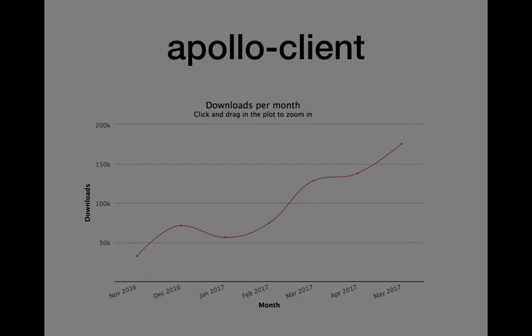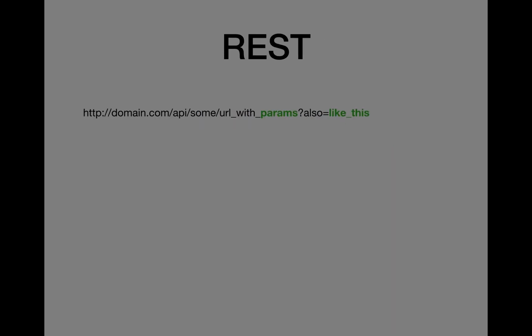And this is just the monthly download rate of Apollo client, which is a GraphQL client library. The area of this graph is the actual number of people using it, and it is growing really, really fast. So let's start from REST.